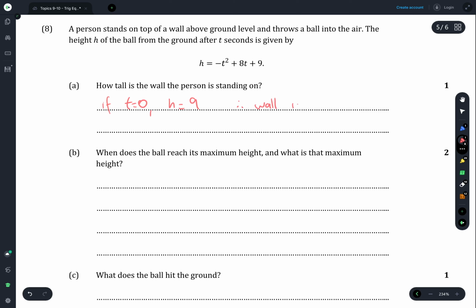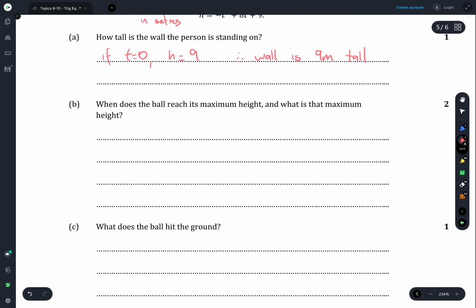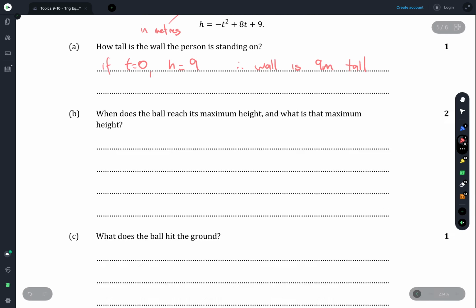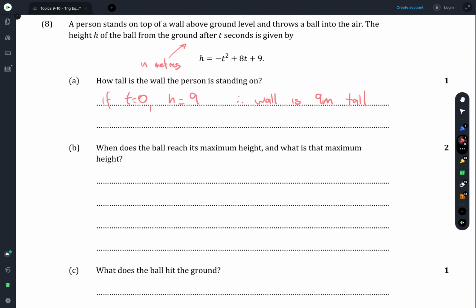Okay. It doesn't specifically say meters in the question. I should have written that as well. So the height of the ball from the ground, I should say in meters, which makes sense. So the next question is saying, well, when does the ball reach its maximum height, and what is the maximum height? So if we look at this, it is going to be a concave down parabola, and so we want to find the top of that parabola.